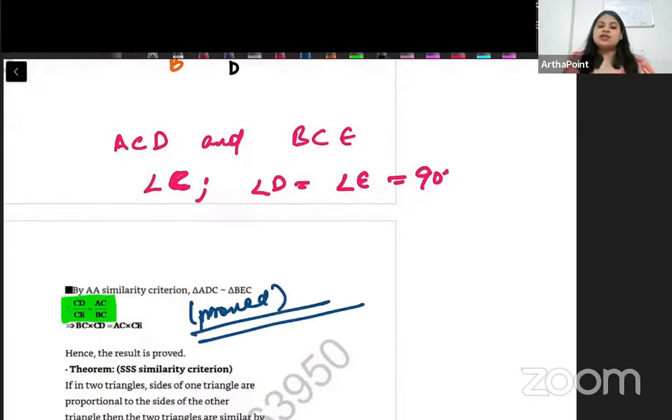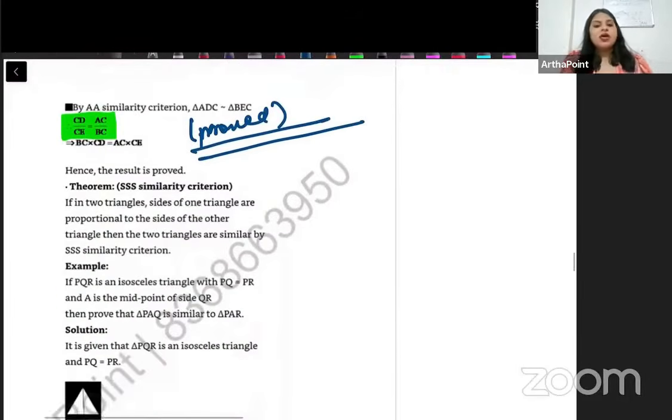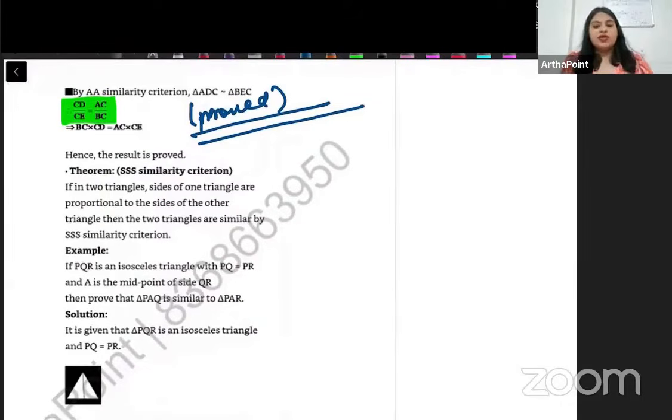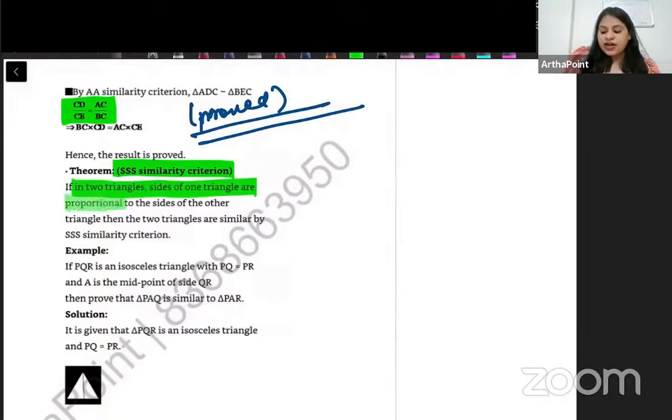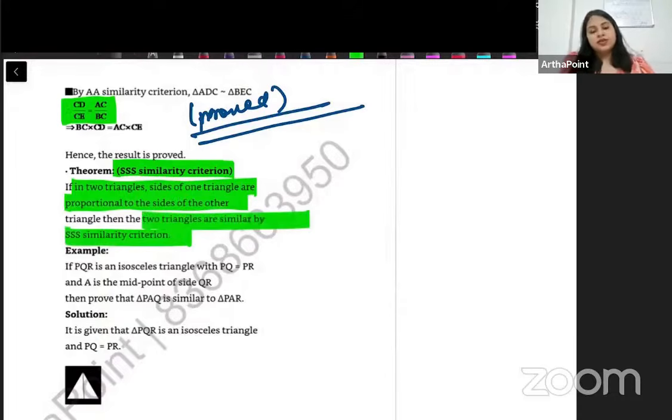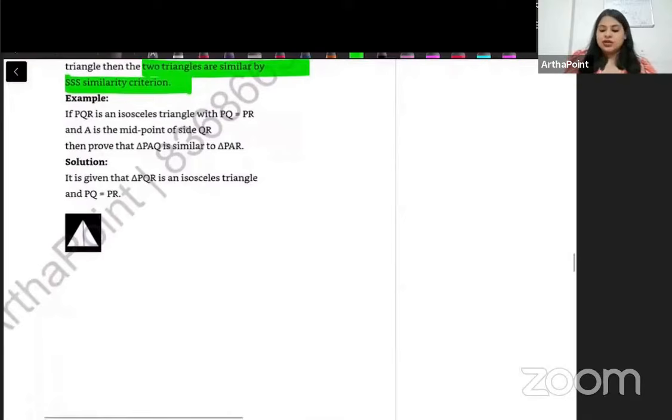You should remember these theorems, beta, please. Okay, now come to the next theorem. It says SSS similarity criteria. That was AAA, angle similarity criteria. Now we are doing side similarity criteria. If in two triangles, the sides of one triangle are proportionate to the sides of the other triangle, then the two triangles are similar, right? So, एक example देख लेते हैं.